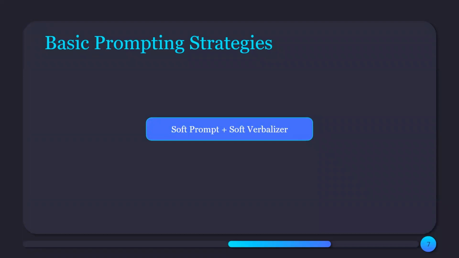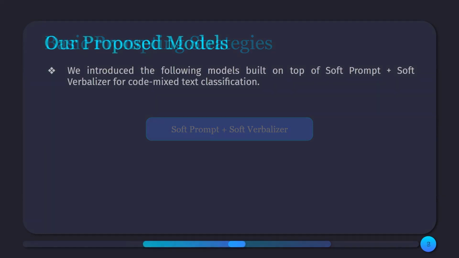It has been identified that soft prompt and soft verbalizer is the best performing strategy among the basic prompting strategies for code mixed text classification. Since both the soft tokens of the prompt and the soft tokens of the verbalizer are optimized during the training phase, they achieve a language agnostic representation. In our research, we proposed 3 models based on the soft prompt and soft verbalizer approach for code mixed text classification.